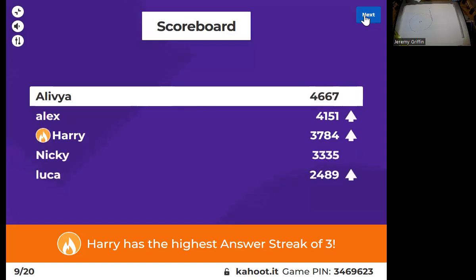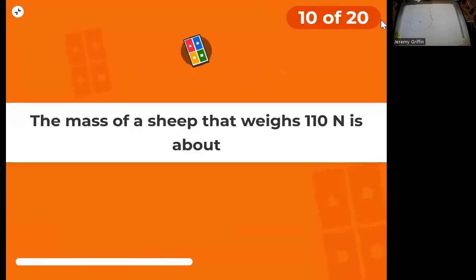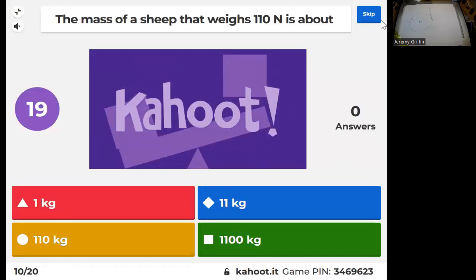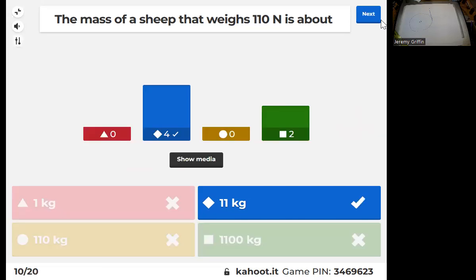All right, we've got Luca in fifth, Nikki, Harry on fire, Alex and Olivia, top spot. The mass of a sheep that weighs 110 newtons. How many kilograms is that? All right. You guys are pretty good at that. 11 kilograms. All right. So I do want to write this one out anyway.